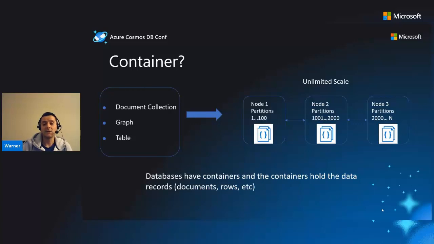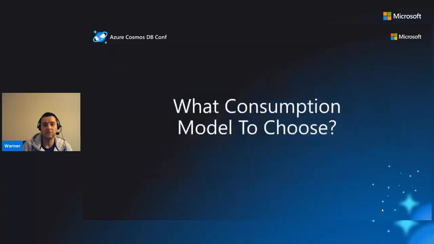So the hierarchy goes this way. The databases have containers. The containers hold the data records. And those data records, depending on the model that you're using, can be documents, they could be rows, they could be nodes in a graph, and so on.